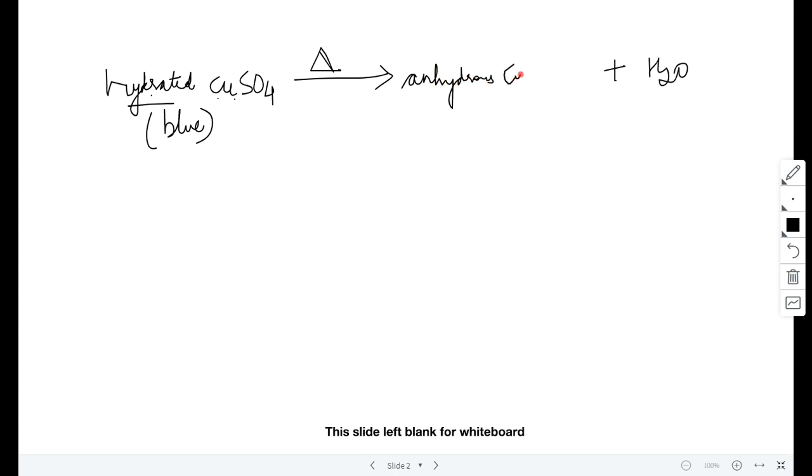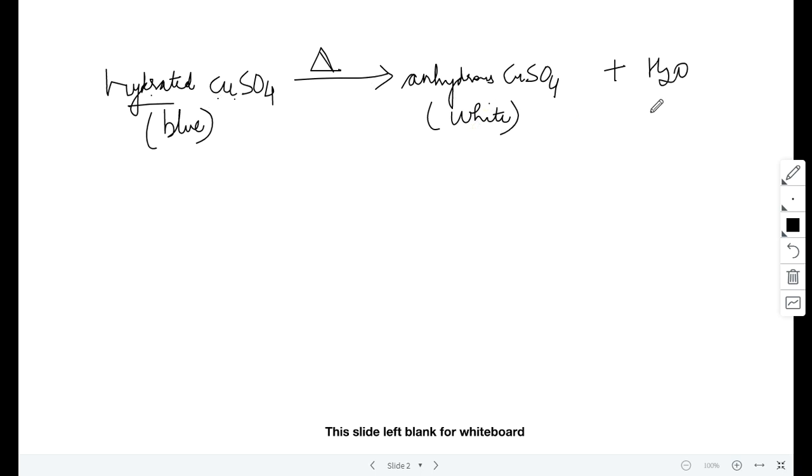Anhydrous means there is no water, and anhydrous copper sulfate will be formed, and this is generally white in color. It is white in color. So you understood? So now when this hydrated copper sulfate, hydrated means water, undergoes thermal decomposition, then it forms the white colored anhydrous copper sulfate plus water.